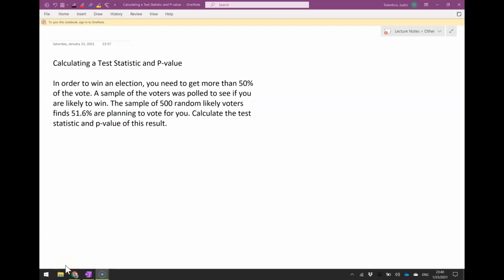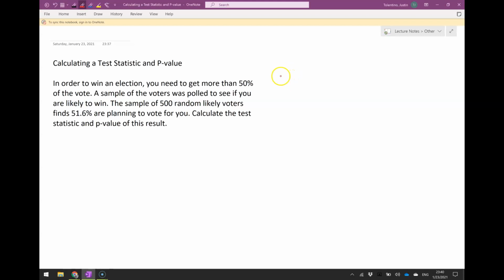Let's look at the steps to calculate a test statistic and a p-value. In order to win an election, you need to get more than 50% of the vote. A sample of the voters was polled to see if you are likely to win, and the sample of 500 random likely voters finds that 51.6% are planning to vote for you. Calculate the test statistic and the p-value.